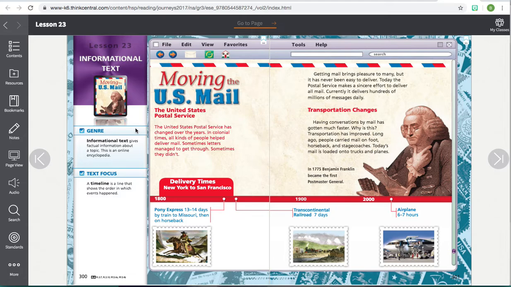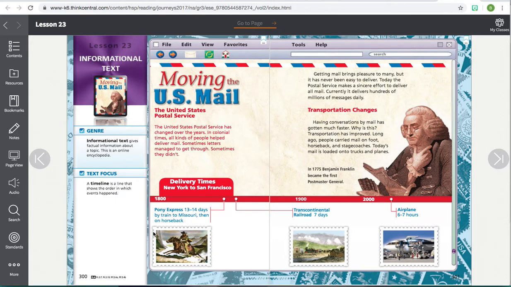You're going to want to be on page 300 in your remote learning packet. This is an informational text, so remember it gives us facts and true information. Moving the U.S. Mail. The United States Postal Service. The United States Postal Service has changed over the years. In colonial times, all kinds of people helped deliver mail. Sometimes letters managed to get through, sometimes they didn't.